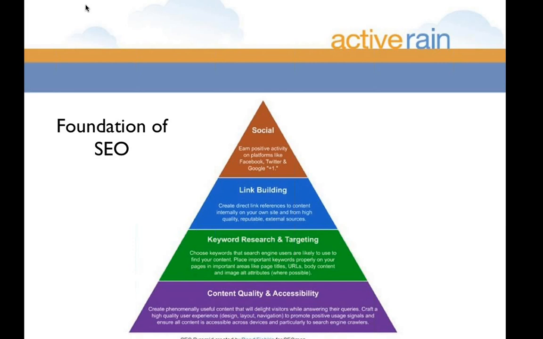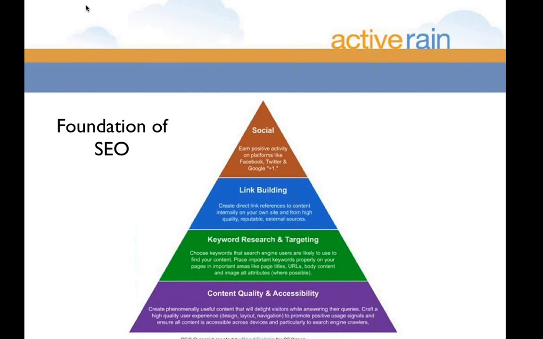At the base of this pyramid, we have content quality and accessibility, and we're going to talk today about what kind of quality content we can produce that people might be interested in, but maybe even more so, what are the things we do in a post to make sure that it's accessible to the search engines, so that when the little spiders hit our post to index it, we're sending them the right signals to make sure that they decide to rank that thing.